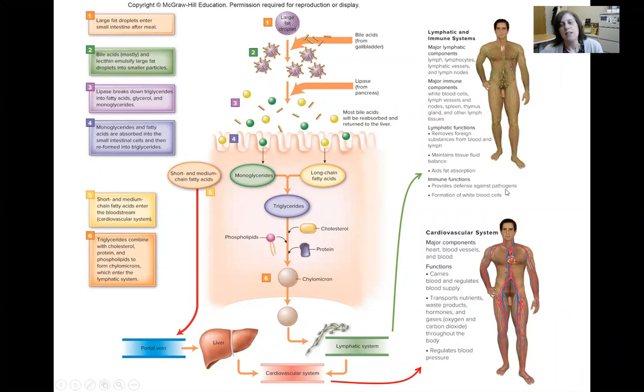And really, this gives a nice summary from your book. If you do have more questions about fat digestion and absorption or any of the body systems here, feel free to reach out to me or to the TAs.